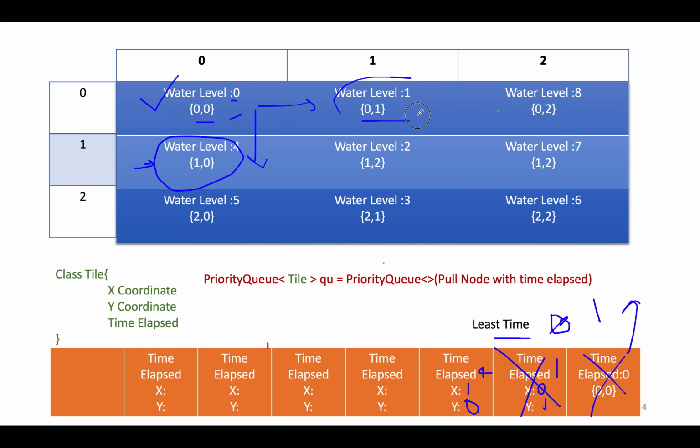And from this node, in which all directions can you go? Either right or bottom. If you want to go in the right direction, how much time must be elapsed? 8 seconds. So we'll add 8 into the priority queue and its x coordinate and y coordinate. Similarly, if you want to reach this particular node, how much time must be elapsed? 2 seconds. So we'll add 2 into the priority queue. And what is its coordinate? 1,2. Let's continue the process, and this time we'll pull out the one with the least time elapsed.